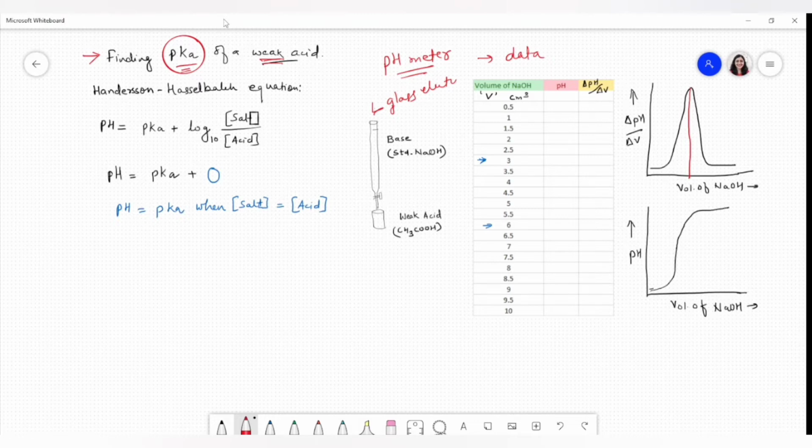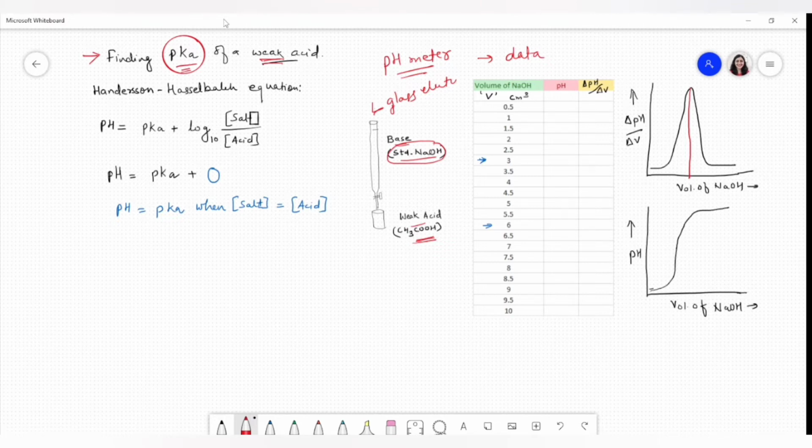So let's set up an experiment where in a beaker we take the weak acid. Say we have taken acetic acid over here, and in the burette we have filled up the base, which is our standard sodium hydroxide. So as soon as we start adding NaOH to the weak acid, or the acetic acid, what will happen? The acid will start getting neutralized by the use of sodium hydroxide.